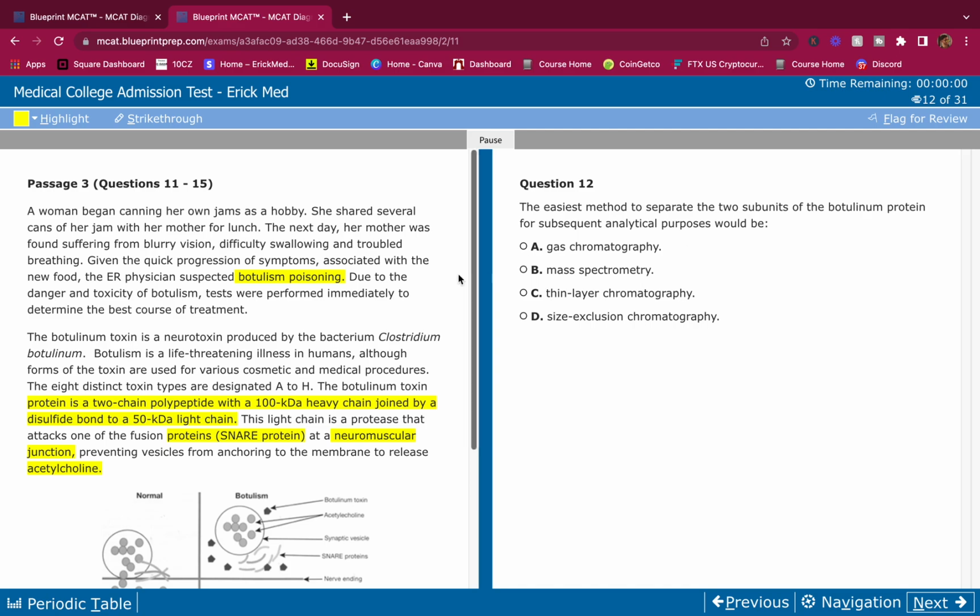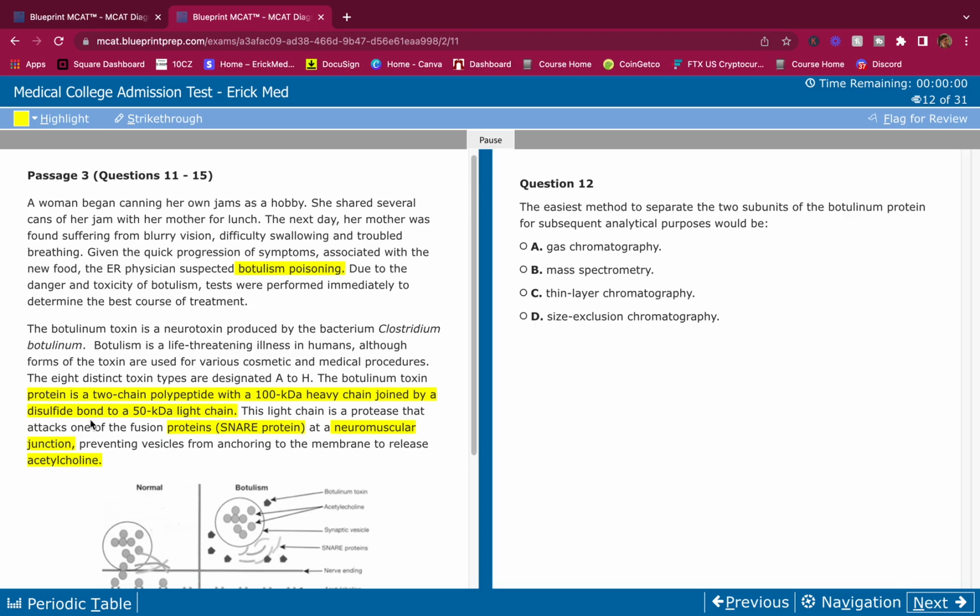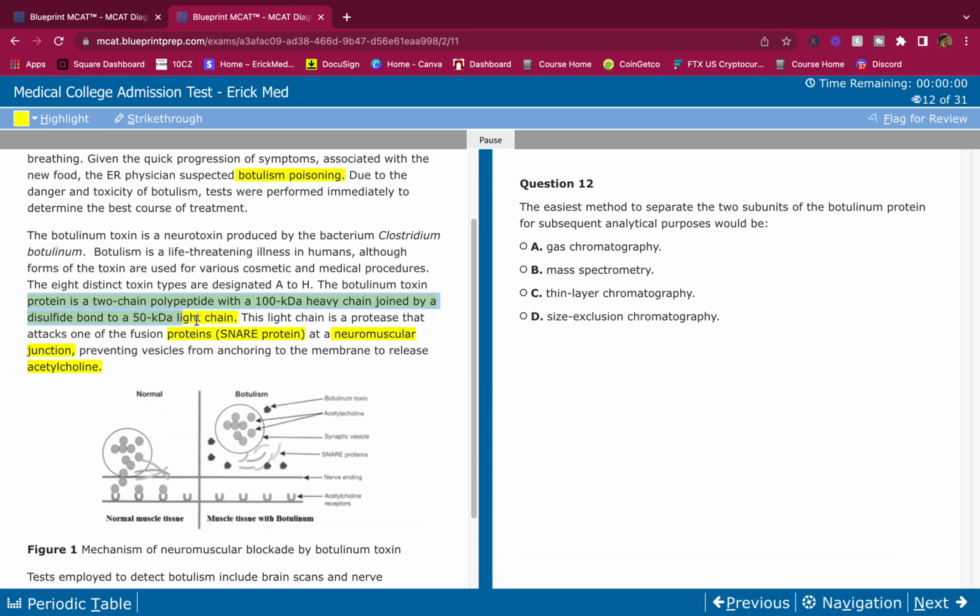Let's keep going. The easiest method to separate the two subunits of the botulinum protein for subsequent analytical purposes would be what? Okay, where did I highlight? I highlighted to kind of remind me what's going on here.